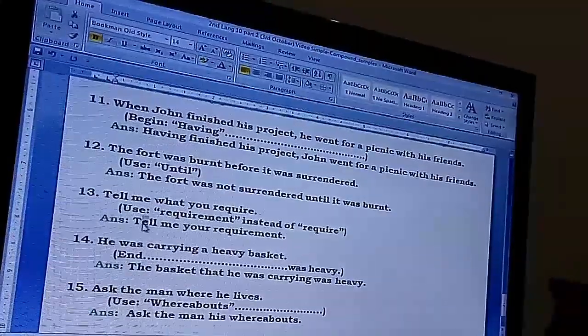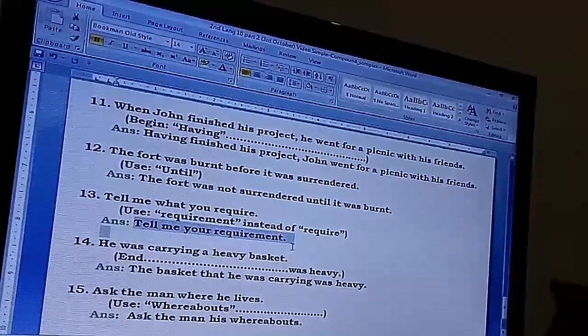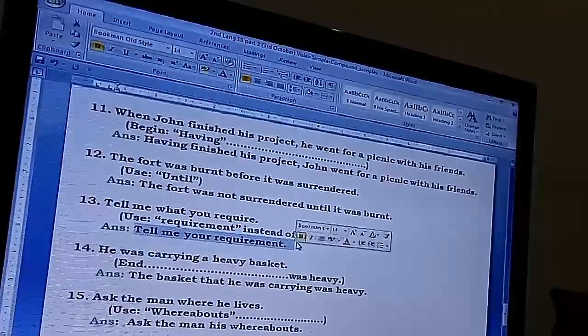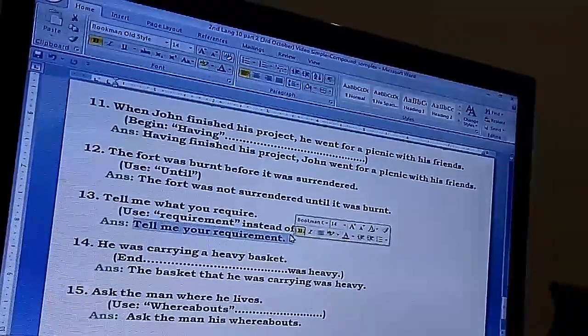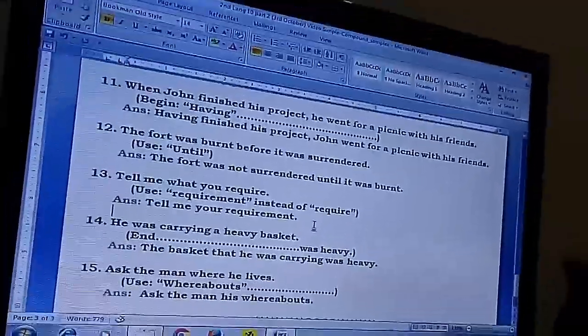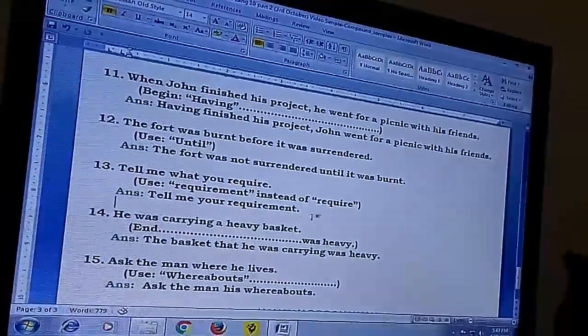So tell me your requirement, or they say tell me what is your requirement. That also they say, tell me what is your requirement, or in a simple sentence, tell me your requirement.